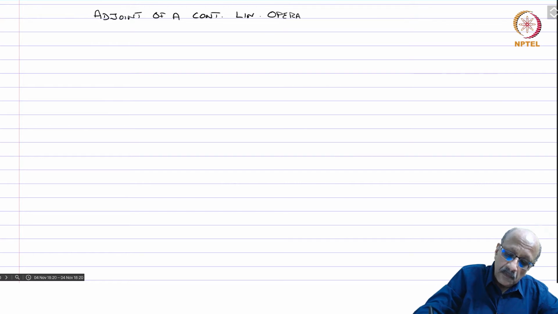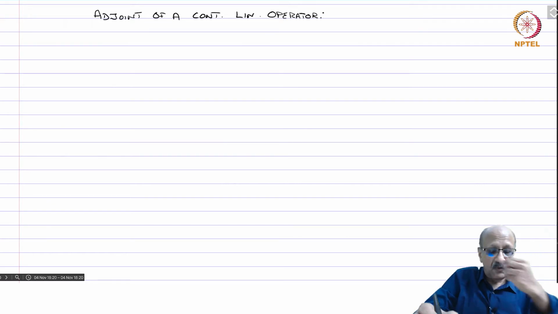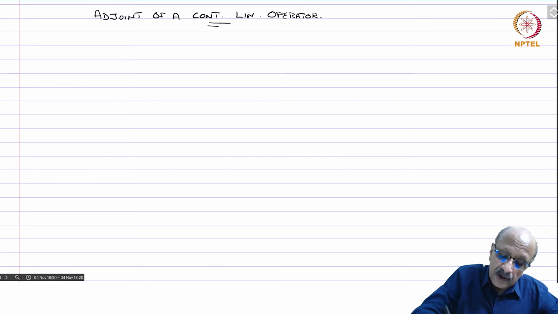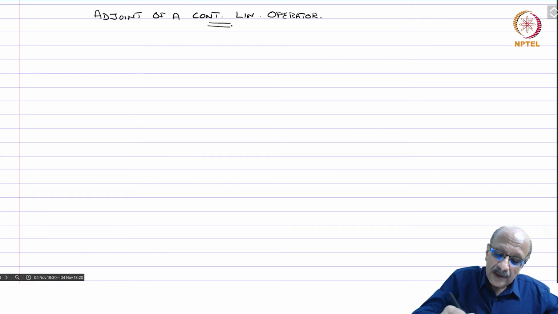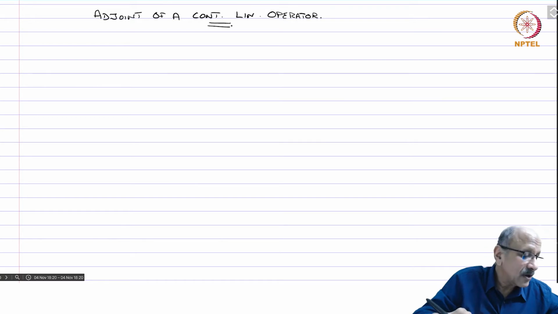So now we will talk about the adjoint of a linear operator, of a continuous linear operator in the context of a Hilbert space. We've already discussed adjoints earlier. This is essentially the same, except that we are now looking at it in view of the Riesz representation theorem. You don't have to really go to the dual space. You can work on the base space itself. So that is the idea.